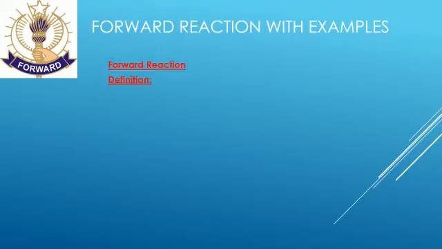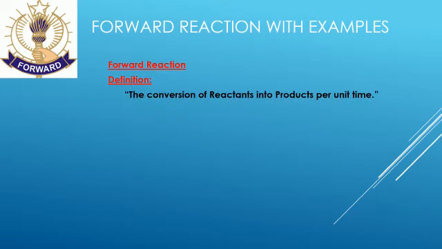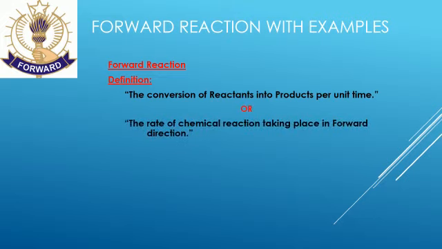How can we define forward reaction? That is the conversion of reactants into products per unit time is called forward reaction, or we can say that the rate of a chemical reaction that takes place in the forward direction is called forward reaction. When reactants combine together, they give you the product, so the reaction moves in the forward direction. Such type of reaction is called a forward reaction.